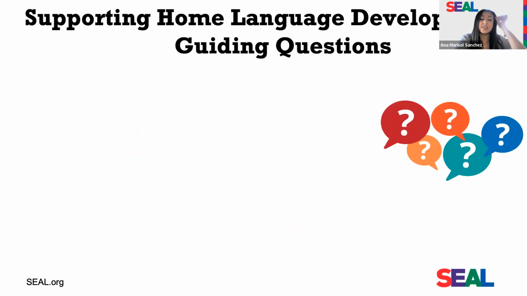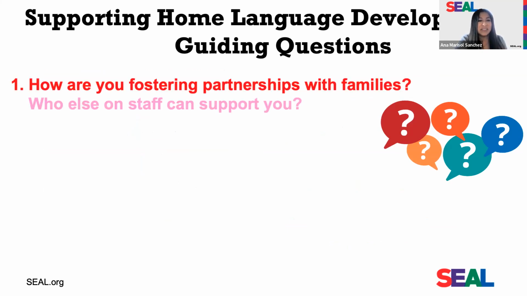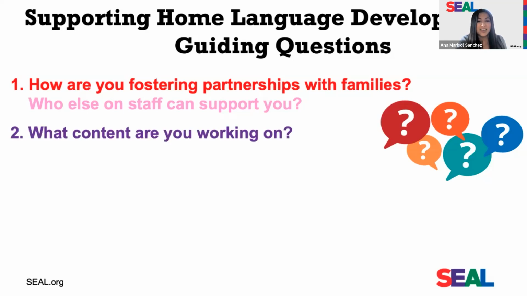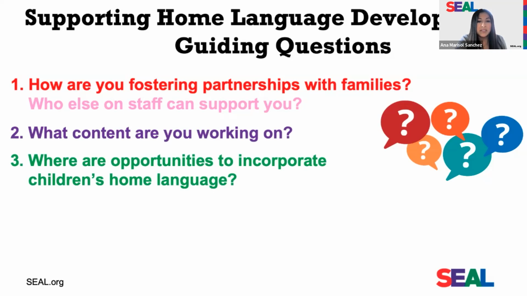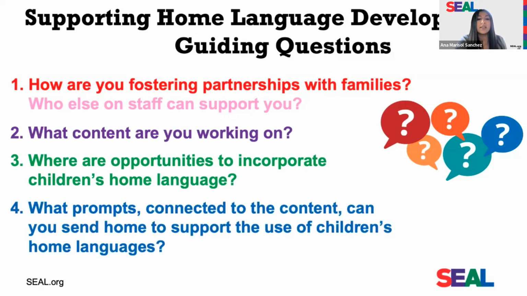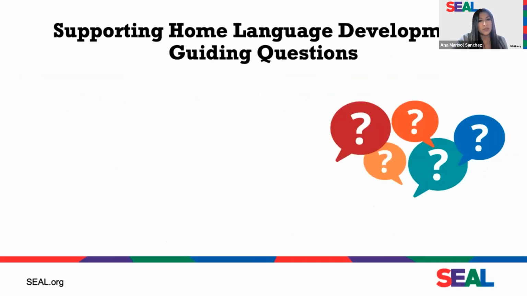So there are 4 guiding questions that can help focus our efforts as you consider how you're going to support home language development in the classroom. The first guiding question is really a 2-part guiding question: how are you fostering partnerships with families, and who else on staff can support you? Next is, what content are you working on? Just as you want to support English development in the context of what the children are exploring, you want to support home language development within the actual content too. And then you ask yourself, where are opportunities to incorporate children's home language? And finally, you want to consider what prompts connected to the content you can send home to support the use of children's home language. So we're going to begin by looking at the first 2-part question.